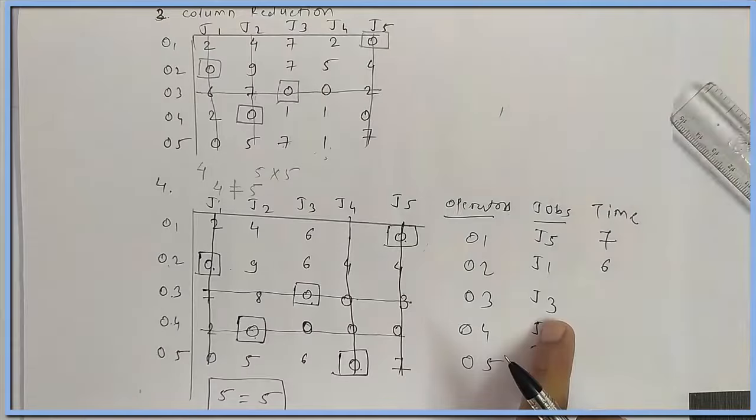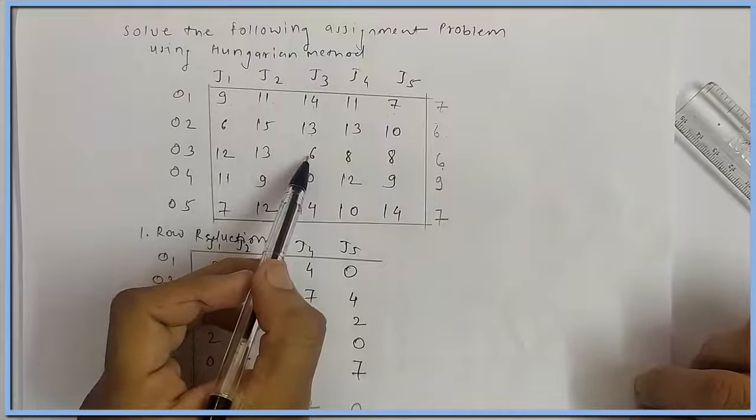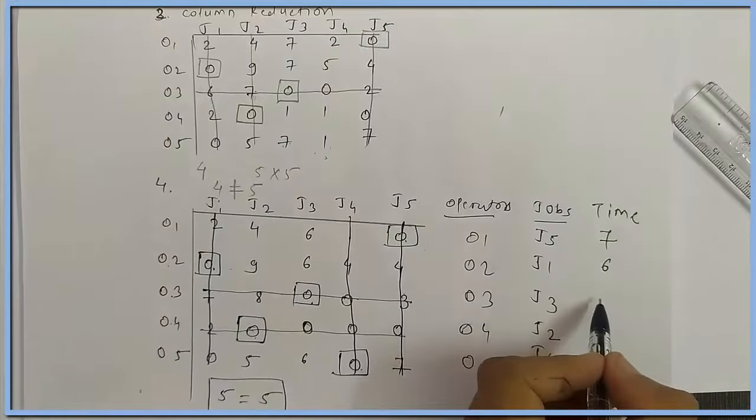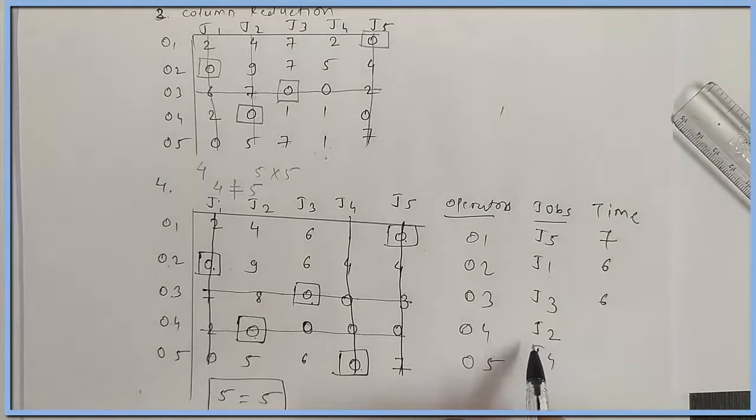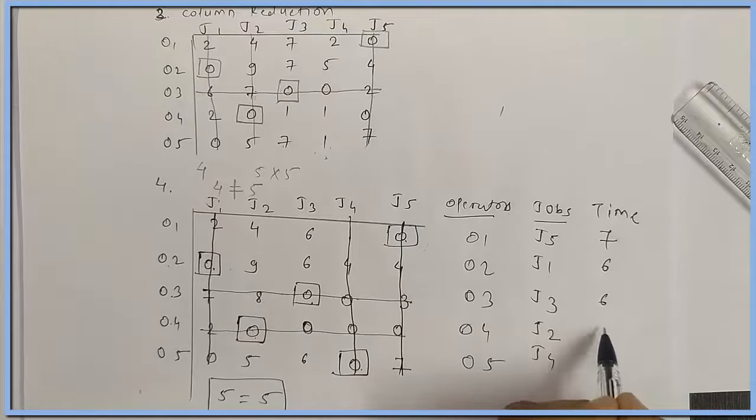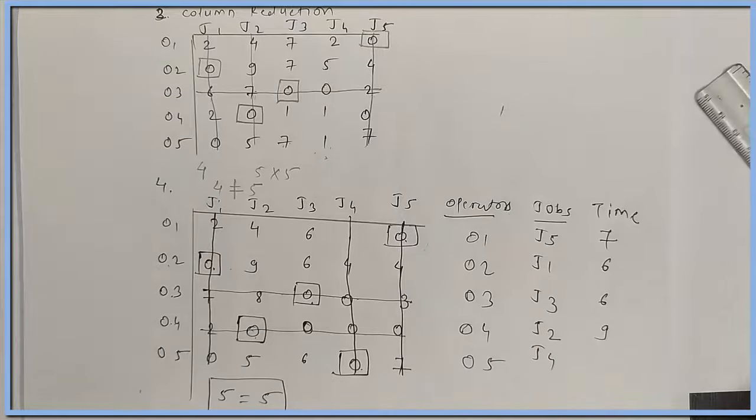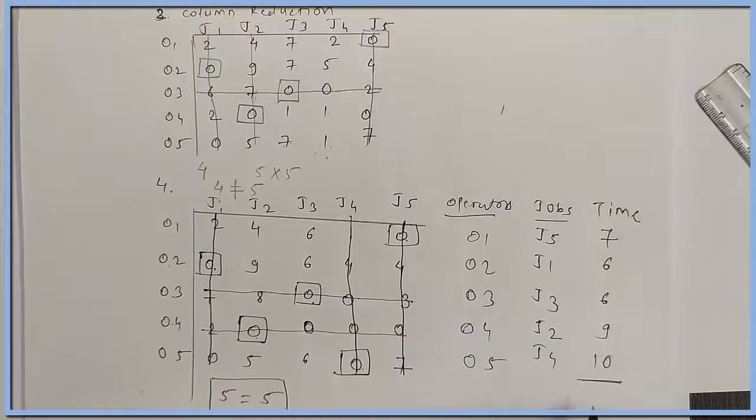O3 and J3: in the original problem, the value of O3 and J3 is 6. We'll write 6 here. Similarly, O4 and J2's original value is 9 and O5 and J4's original value is 10. Take the summation of all these times; the summation is 38. So the final answer is 38.